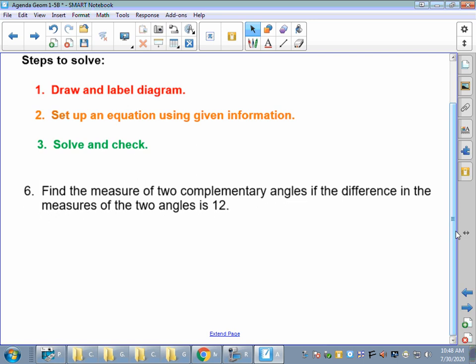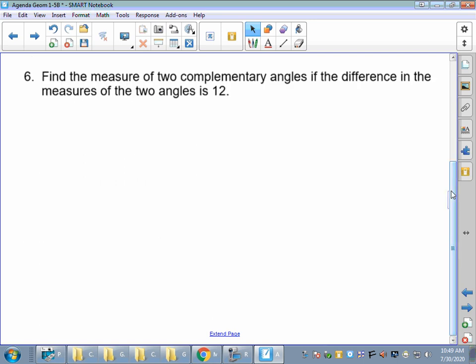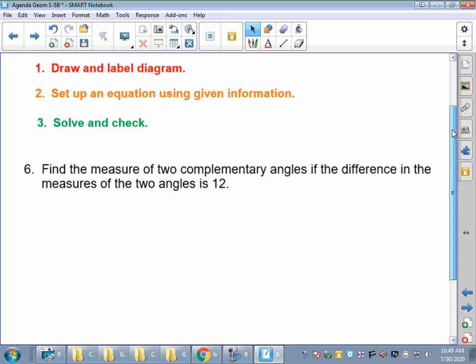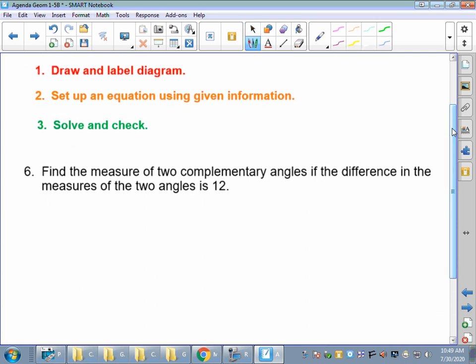So this is what a problem will look like. Number 6, it says, find the measure of two complementary angles if the difference in the measure of the two angles is 12. Looks a bit overwhelming to start, right? Well, let's take this step by step. Let's set ourselves up a diagram. In order to know what kind of diagram to draw, you have to know things. You need to know what complementary angles look like. Complementary angles always add up to 90 degrees.